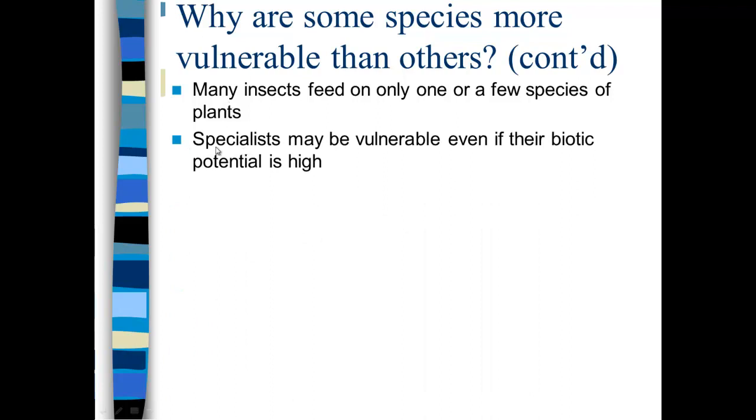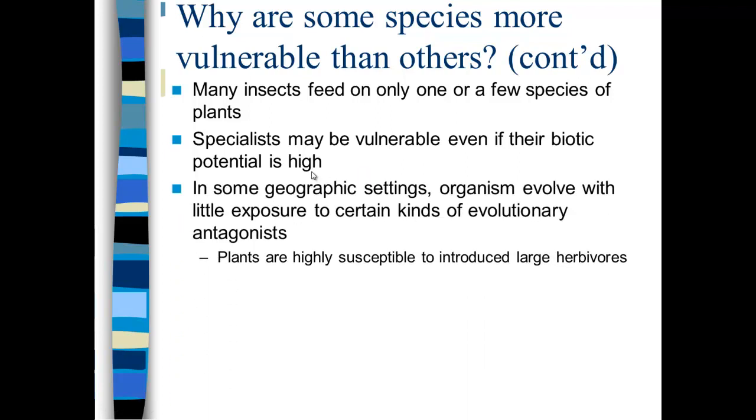And the specialists, as we call them. A specialist would be one that requires a special habitat or a special food source or special geographic range, and can be vulnerable even if their biotic potential is high, even if they reproduce at a very rapid rate and with lots and lots of progeny like insects. They can still be vulnerable.